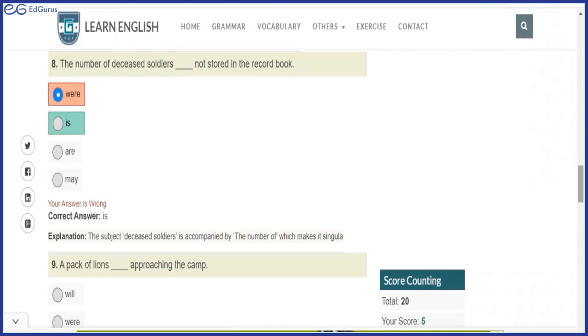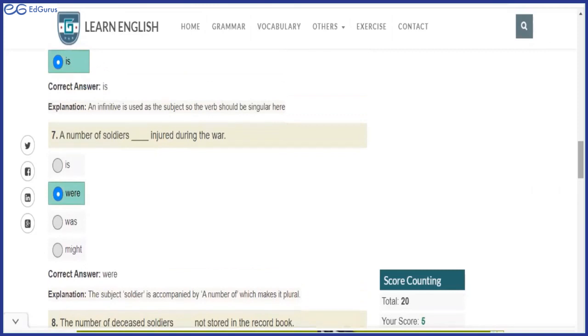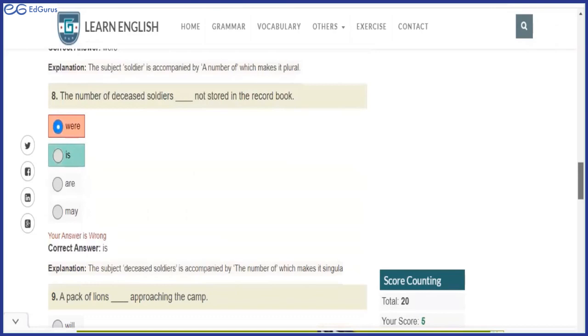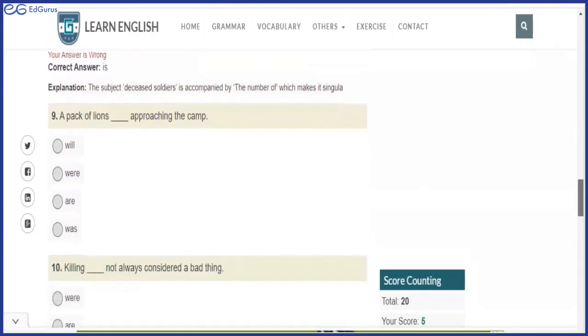You see that in the previous sentence, I told you, a number of soldiers were injured. Soldiers were injured, not the number. Are you getting it? Yes, ma'am. But here, the number is stored, not soldiers. Right? Okay.